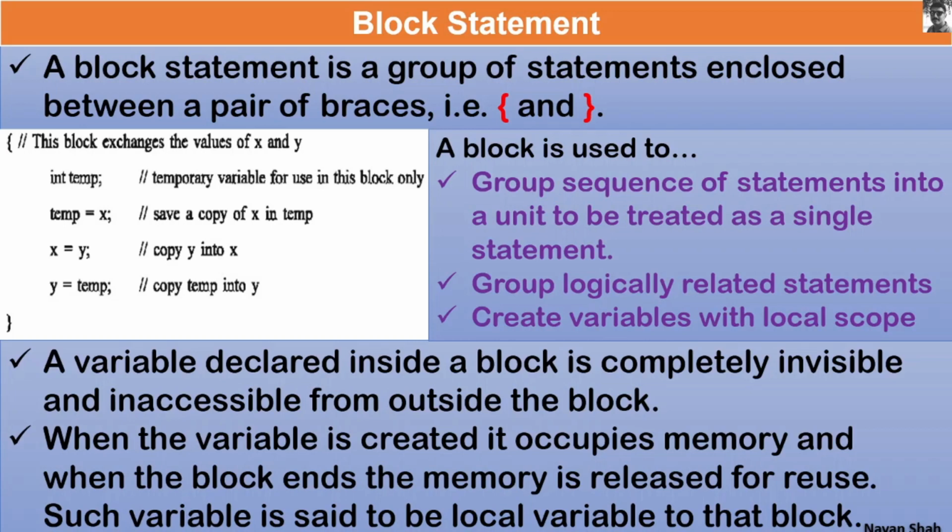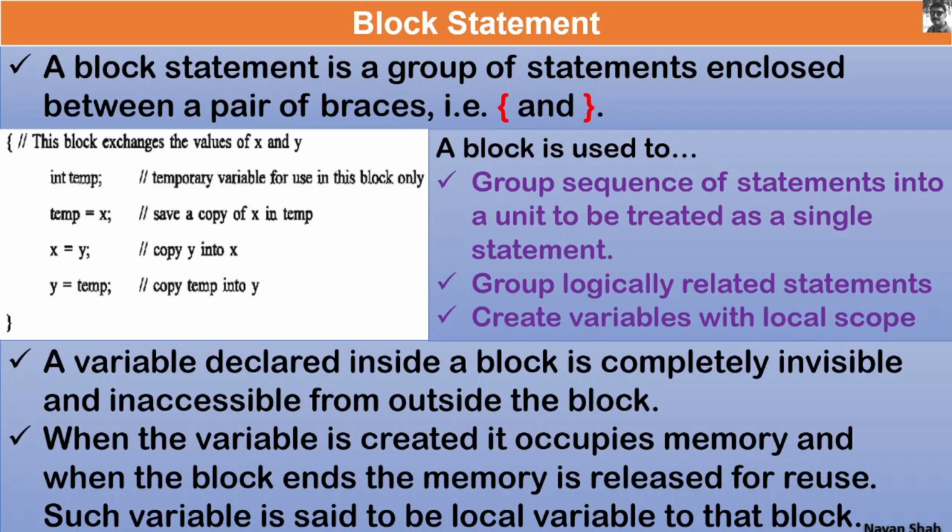As you see in the example on the left-hand side, the block of statements begins with an opening curly bracket and ends with a closing curly bracket, and then there are four statements written: int temp; temp = x; x = y; and y = temp. So actually it is exchanging the values of x and y. All these four statements are considered as one block. Rest of the things, the double slashes, you know, they are all comments.